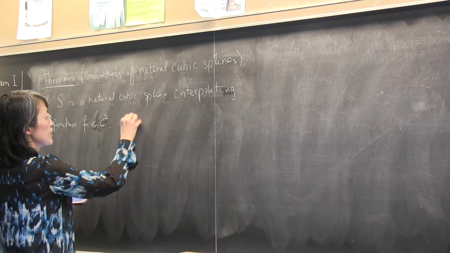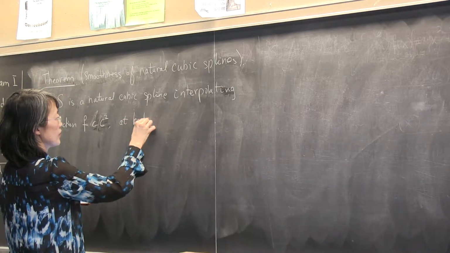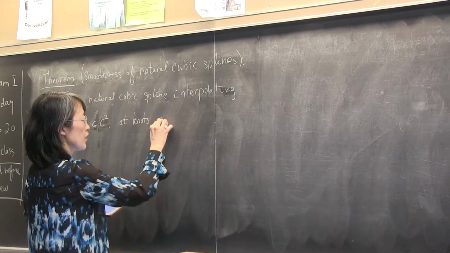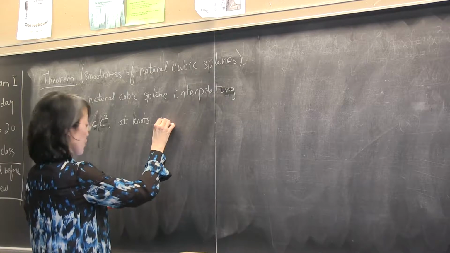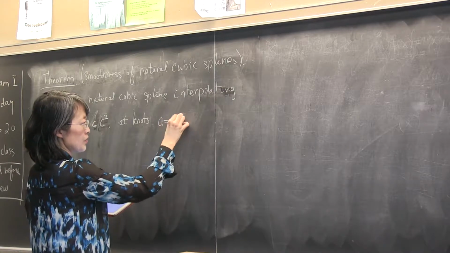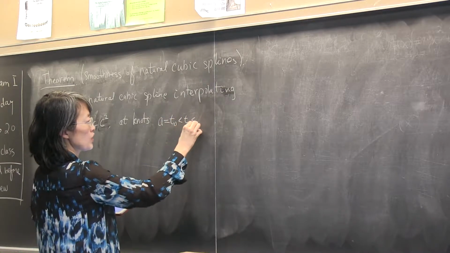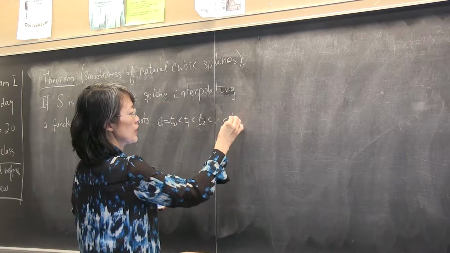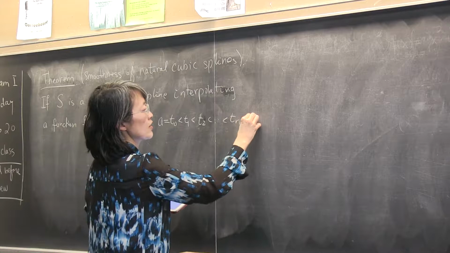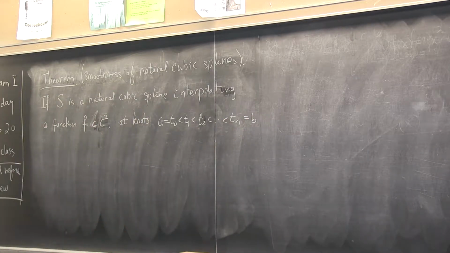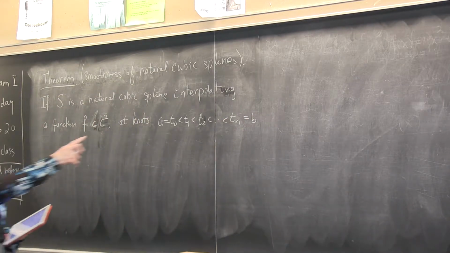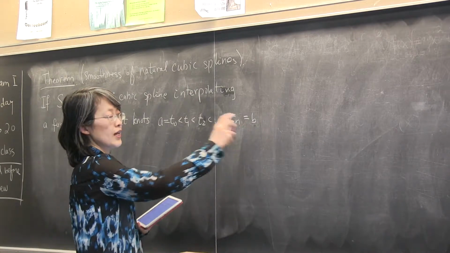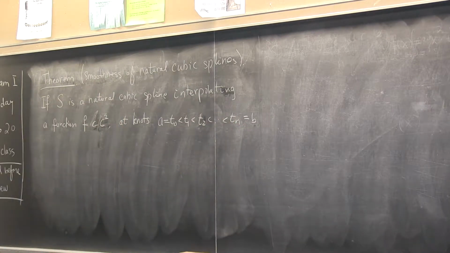And then at knots. Okay, so let's choose these knots on the interval from a to b. So a would be my t0, and then I have sorted t1, t2, all the way to tn, and that is the b. So you have an interval from a to b, and then the first knot is on a, and the last knot is on b. Okay? And then the following holds.